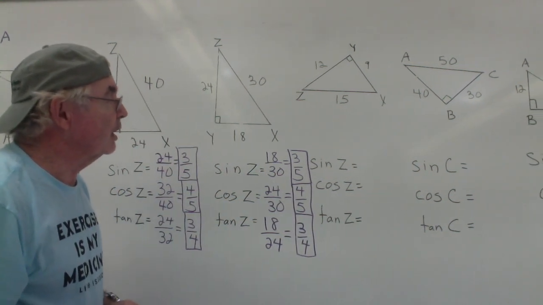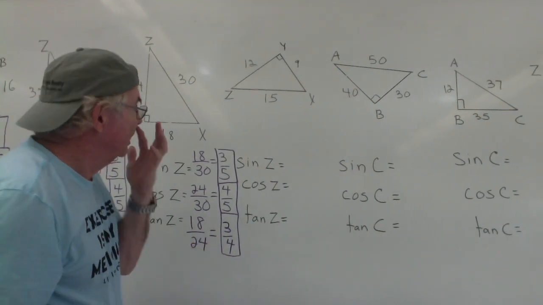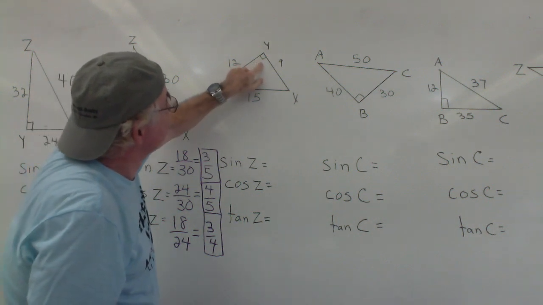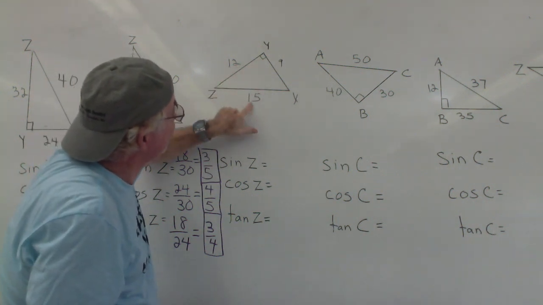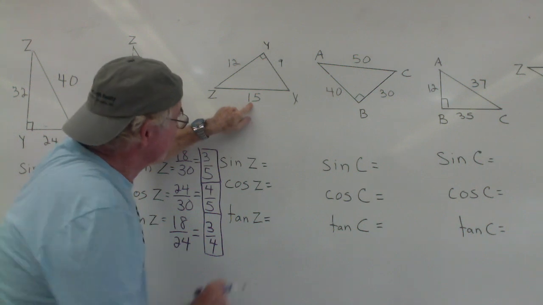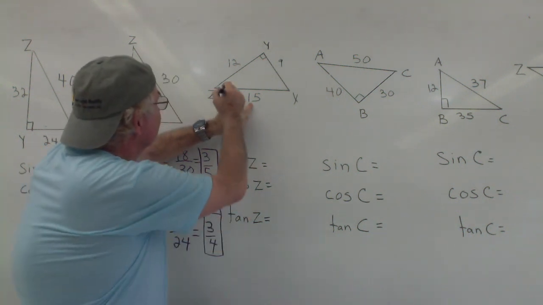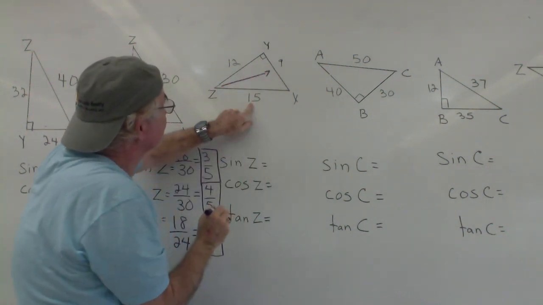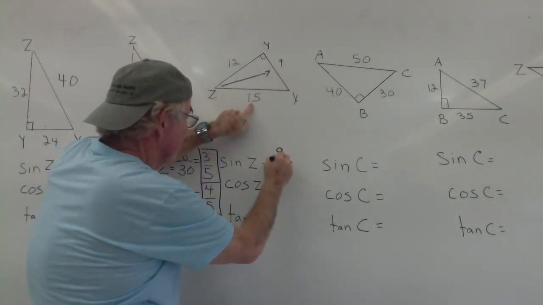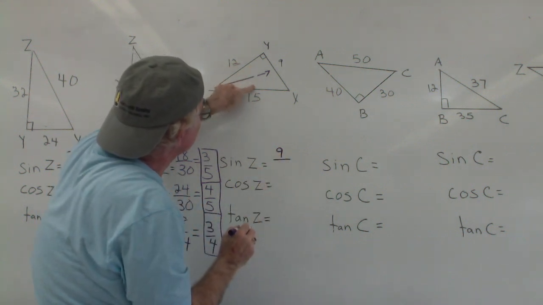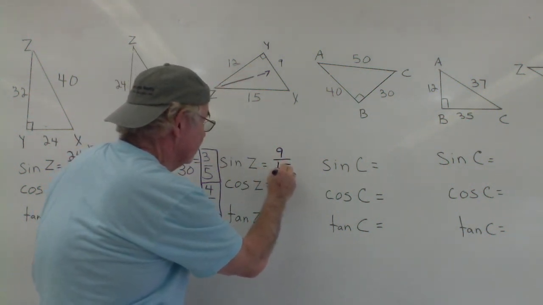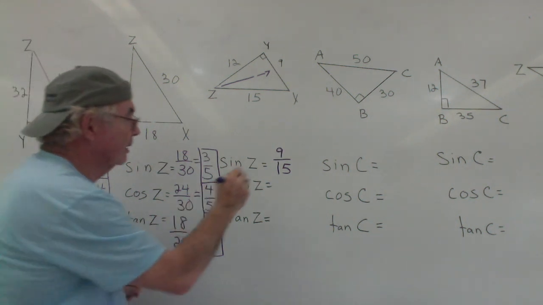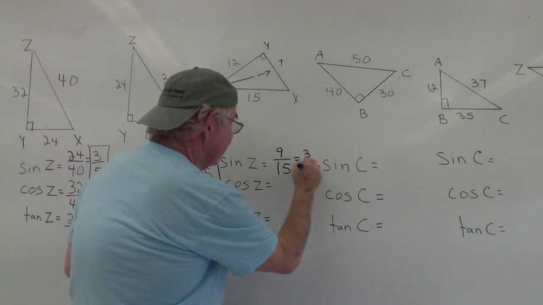Okay, we now go to this example. Now notice the figure has been turned. This is the hypotenuse right here. So look for angle Z. What side's opposite Z? The 9. What's the hypotenuse? The 15. And then divide by your 3s, and you get 3/5.